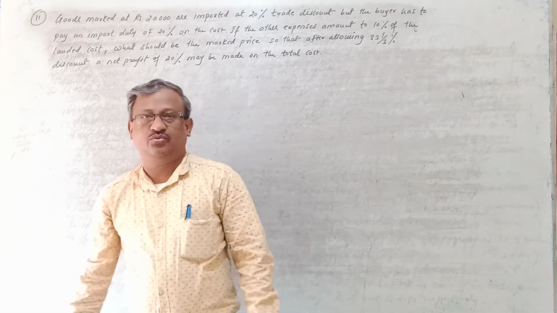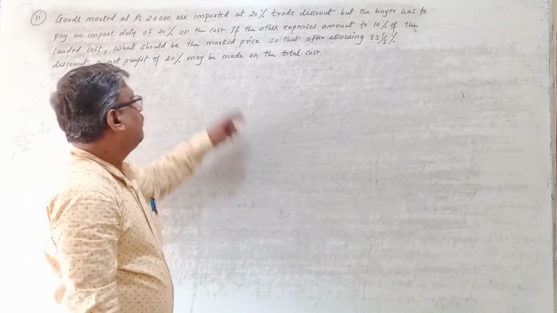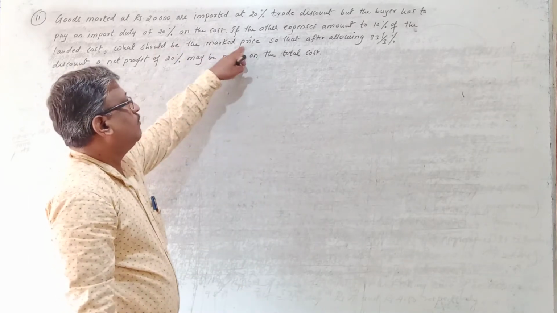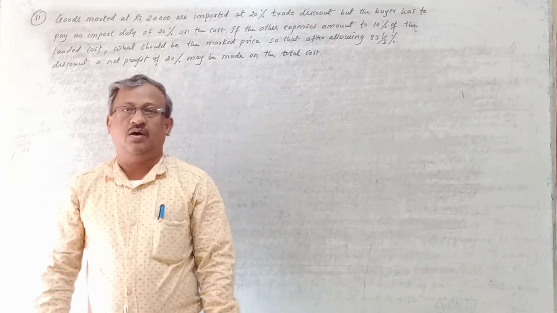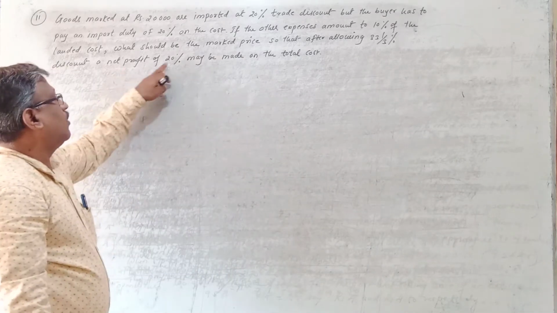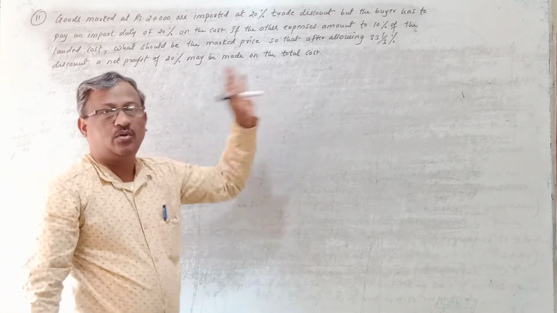So here we have asked you to calculate what is the mark price. What should be the mark price so that after giving 33 and 1/3% discount, a net profit of 20% may be made on the total cost.